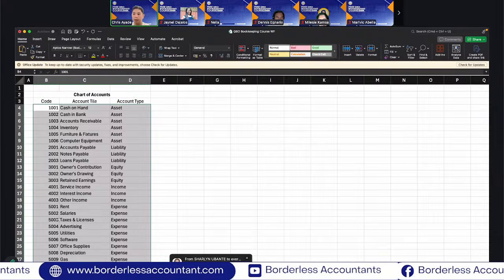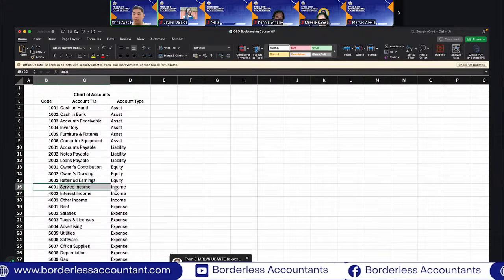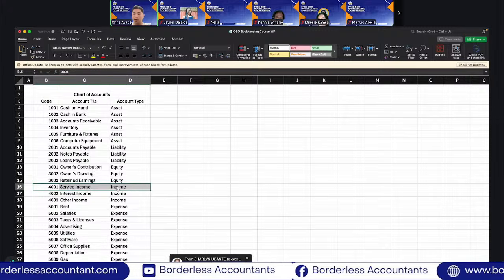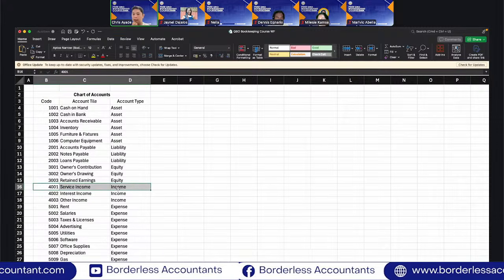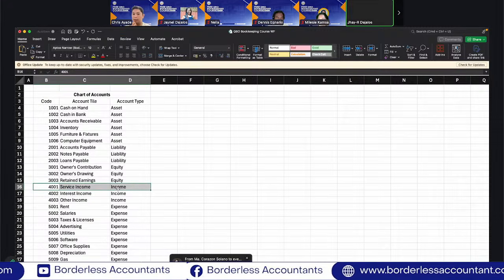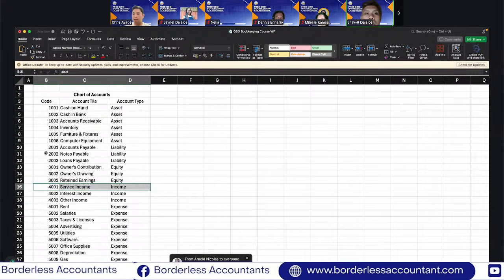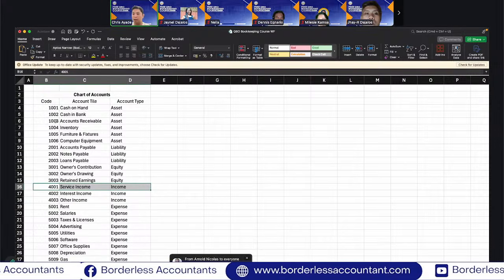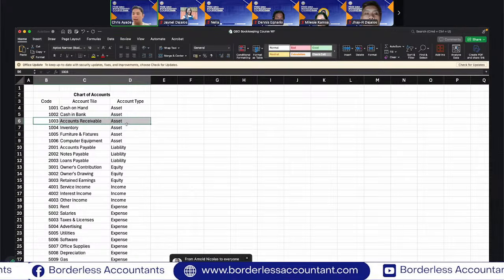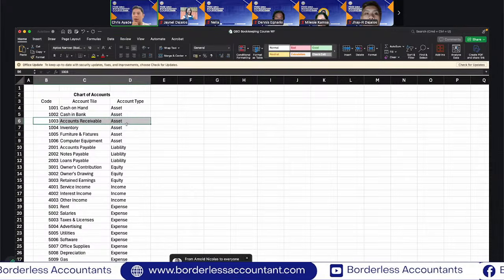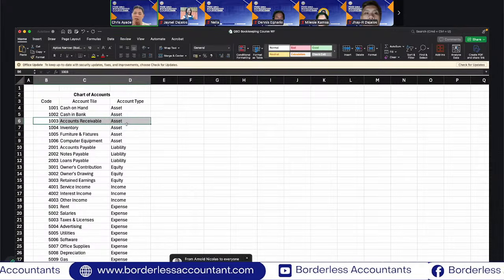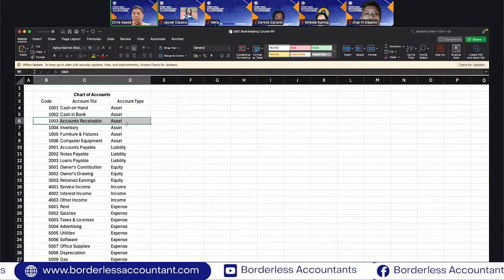Service income? Ano pa? So ito, service income yung na-receive. Accounts receivable kailangan. So accounts receivable. Sige nga, i-challenge kita, JR. Ano nga uli yung accounts receivable as an account type?